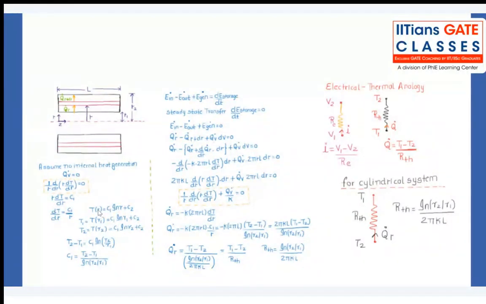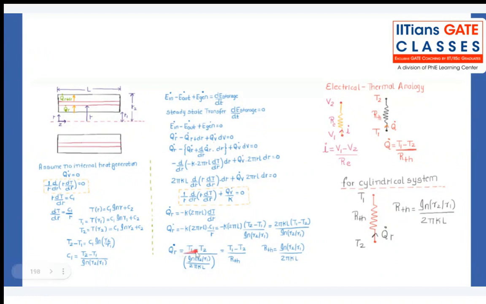Let us say you want to find out how much heat is getting transferred in the radial direction. How do you want to calculate it? Apply Fourier's law. Q dot r is minus k A dT by dr. So the area normal to the radial direction is 2 pi rL. So minus k into 2 pi rL dT by dr. In this expression, dT by dr is C1 by r. So substitute C1 by r, and the C1 value is there. Once you put that and simplify it, similar to the plane slab case, you can write this expression.